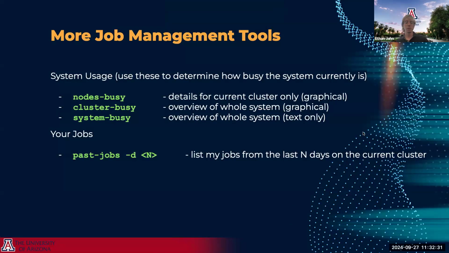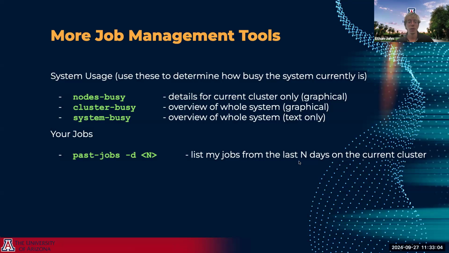So those three commands at the top there are sort of big overviews for the system. And then if you want to look more in detail at your own jobs, here are some commands that might be useful for you. For the past jobs command, you'll use the -d flag to pass a number of days. So if I want to check my jobs from the last week, I could use past jobs -d 7, and it'll automatically detect who you are. You don't need to specify your username or anything like that.